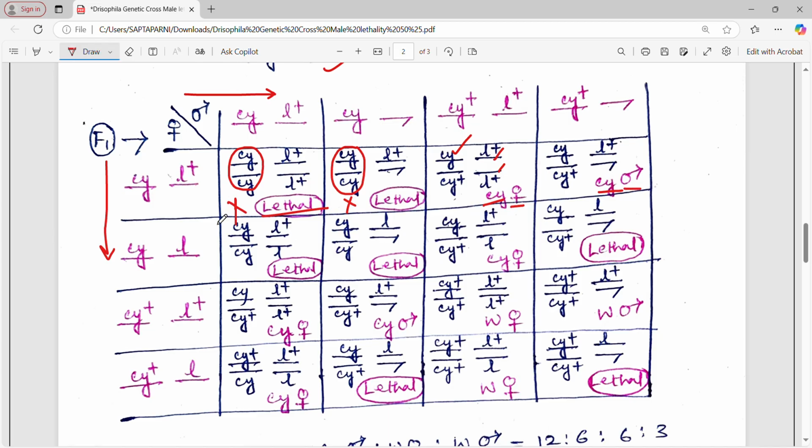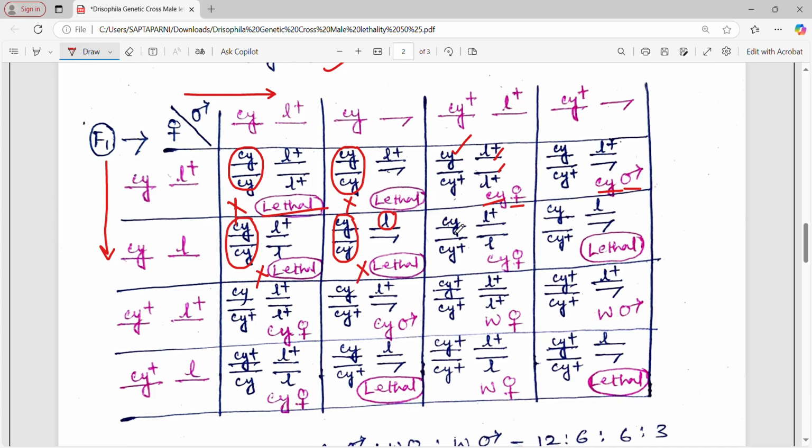Then this one, the CY, it is carrying both the recessive alleles. Okay, so obviously it will be lethal. Okay, got it? It will be dead. Now this one, see here very carefully. This one is carrying CY, so it is already dead for having recessive lethal alleles in homozygous condition, and along with that, it is also carrying L allele on its only X chromosome. Okay, so for both the reasons, this is lethal. Okay, it is dead.